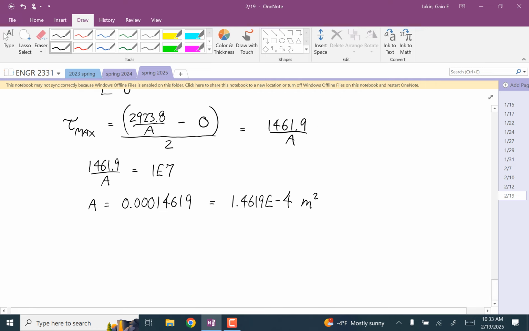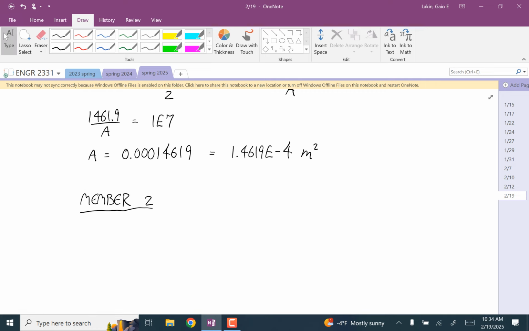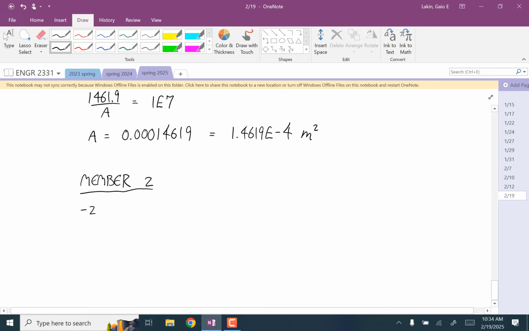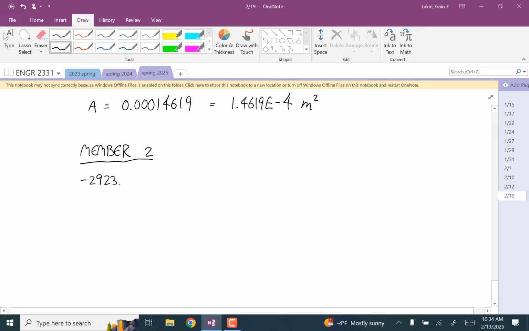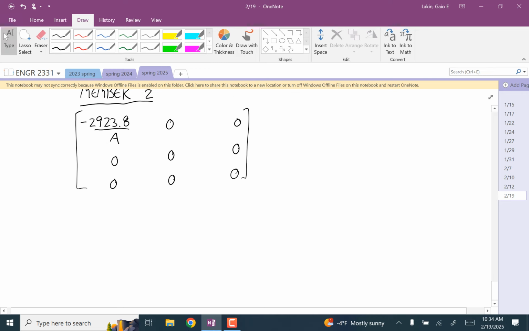And doing the other one, since we got that those are equal and opposite values, so member 2, we would have a stress tensor that is negative 29, 23.8 over A. And the only difference for this one is when you're calculating the maximum shear stress, now the maximum principal stress is 0, and we're subtracting this negative 29, 23.8 over A. And you get the same thing out.